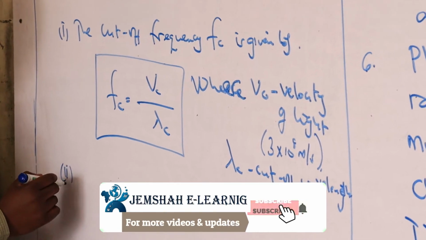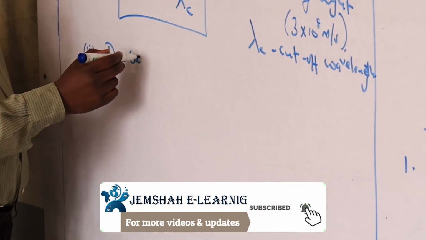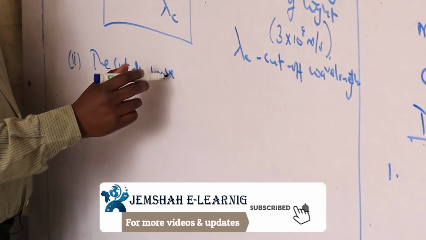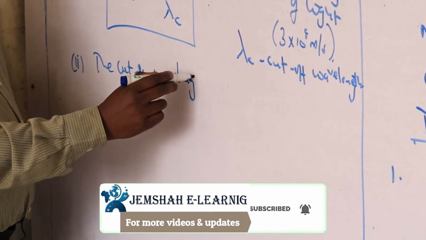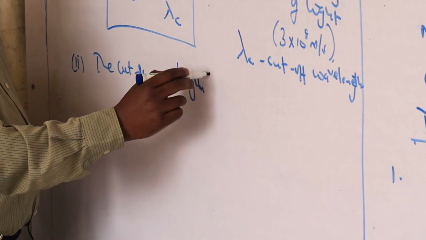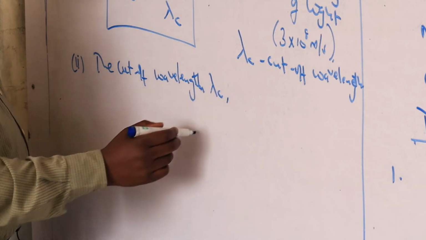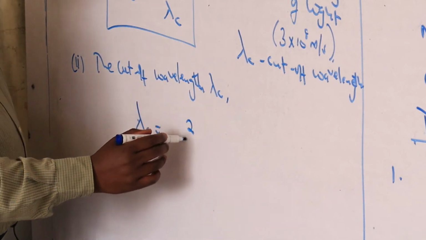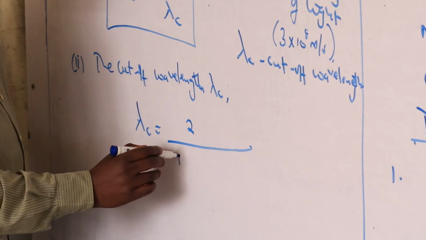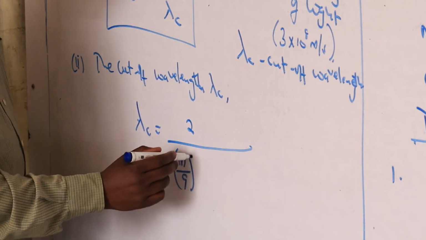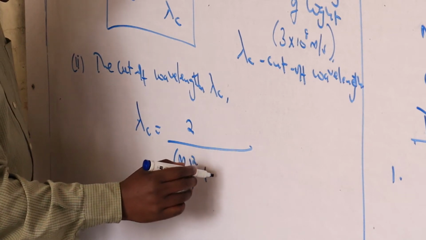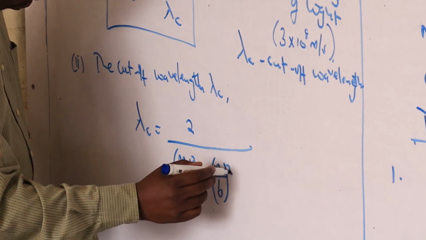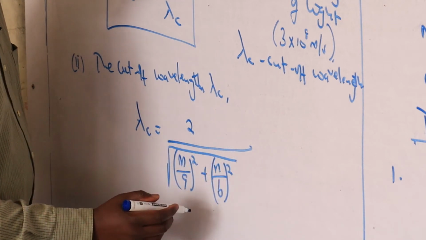So Roman 2, the cut-off wavelength. This one is given by 2 over the square root of (m over a) squared plus (n over b) squared.